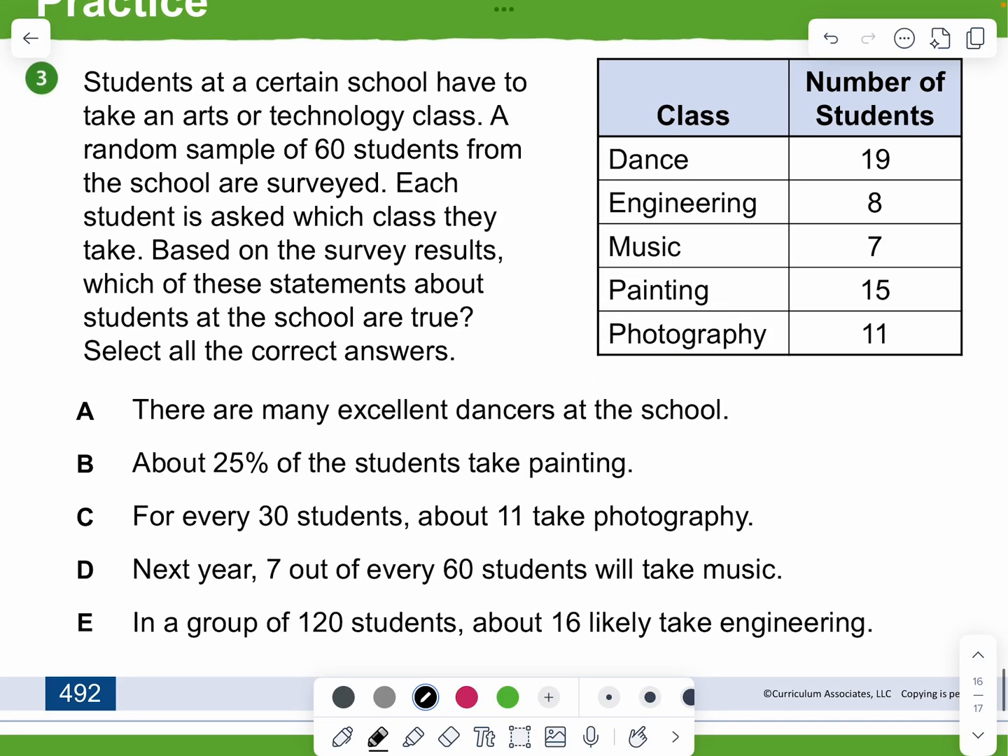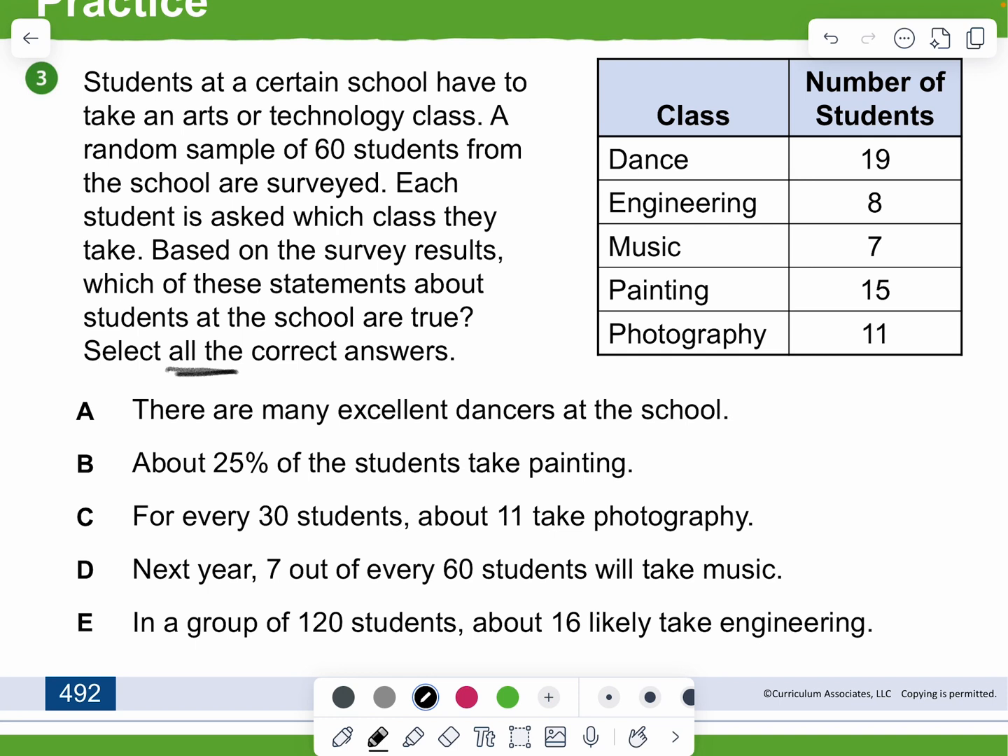Number 3. Students at a certain school have to take an arts or technology class. A random sample of 60 students from the school are surveyed. Each student is asked which class they take. Based on the survey results, which of these statements about students at the school are true? Select all the correct answers. So we know there's more than likely more than one correct answer.